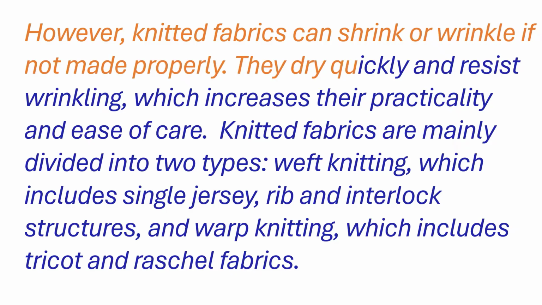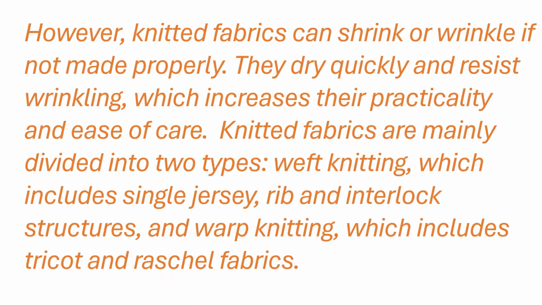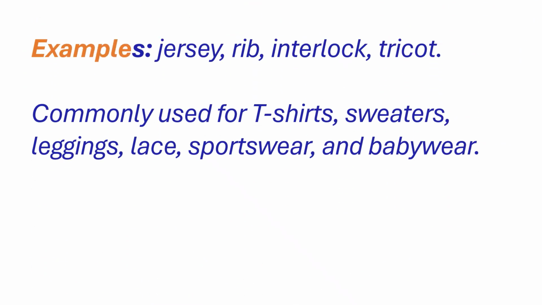They dry quickly and resist wrinkling, which increases their practicality and ease of care. Knitted fabrics are mainly divided into two types: weft knitting, which includes single jersey, rib and interlock structures, and warp knitting, which includes tricot and raschel fabrics. Examples: jersey, rib, interlock, tricot. Commonly used for t-shirts, sweaters, leggings, lace, sportswear and baby wear.